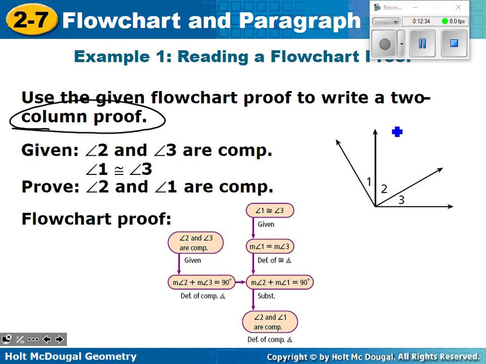So today we are just taking a flowchart proof and rewriting it into 2 columns. Well, that and paragraph proofs, but yes. Same thing. So there could be a question on the test that says, here's a flowchart proof, write it as a 2-column proof. We're just rewriting it. You are not writing your own today, okay?